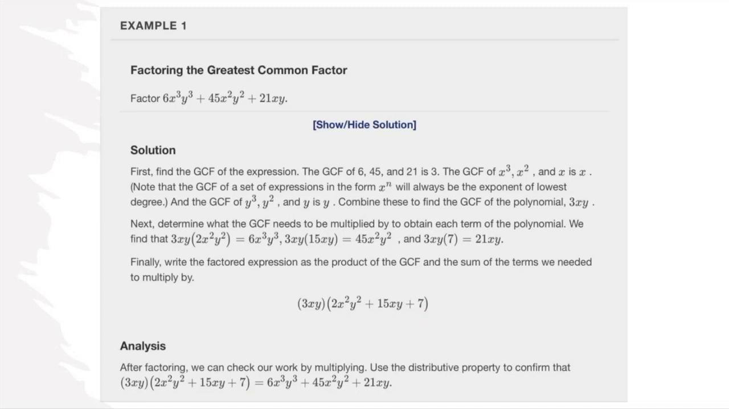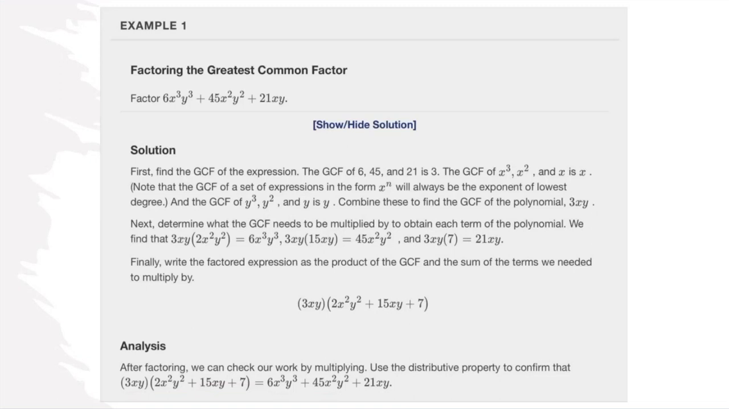So after we found our greatest common factor, next determine what the GCF needs to be multiplied by to obtain each term of the original polynomial, right? So we went back and did this additional step, and then we got this as a result. After factoring, we can check our work by multiplying. Use the distributive property to confirm that this equals the original.